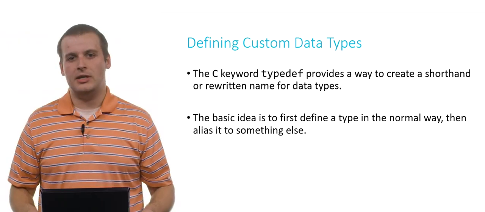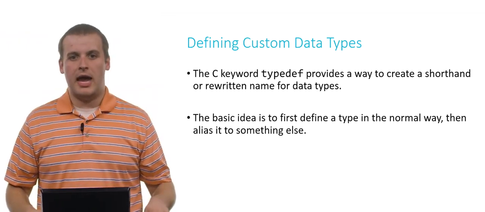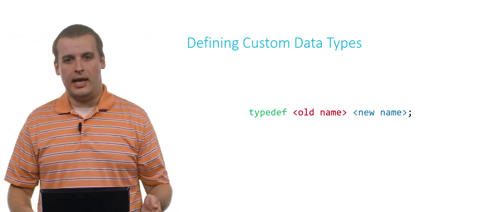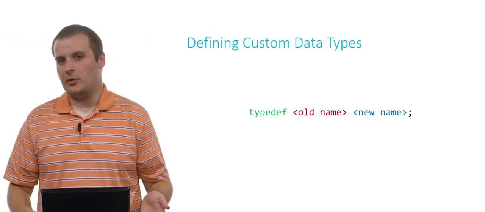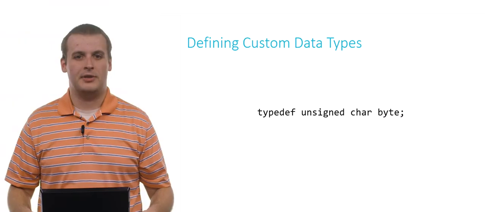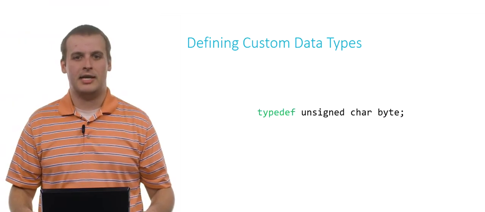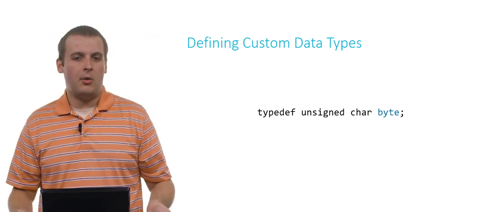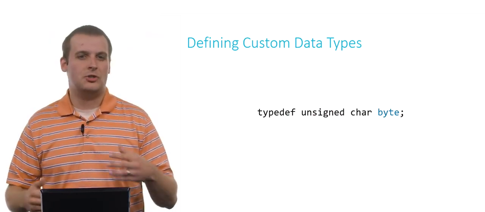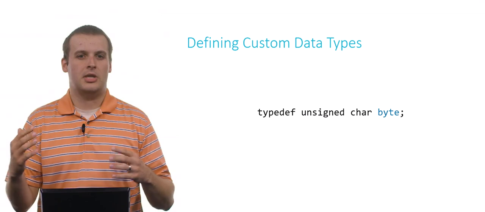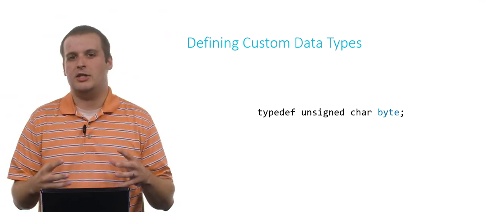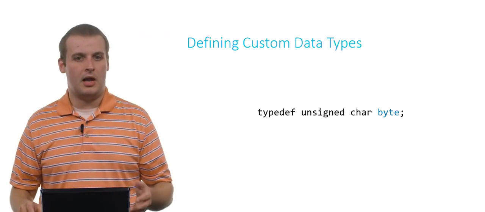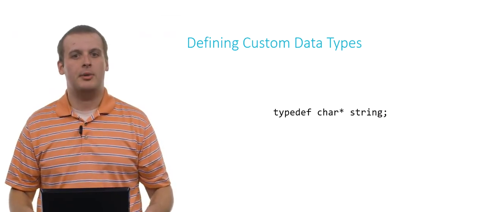The first thing you do is you define a type in the normal way, and then you just alias it to something else. Typedef, old name, new name. Pretty straightforward, right? So we could typedef, for example, the already existing data type of unsigned char as byte. And then from now on, after we've made this type definition, which is usually going to be at the top of our .c files or in a .h file separately, we can just use byte everywhere we would have used unsigned char. That's a lot shorter to type.